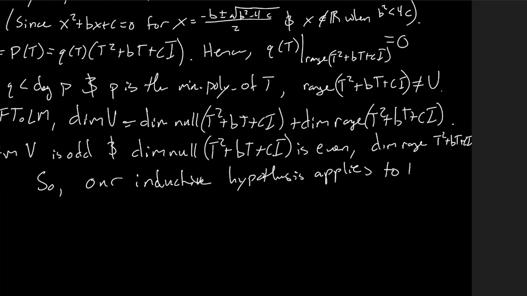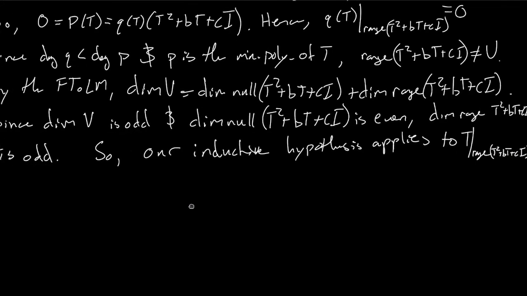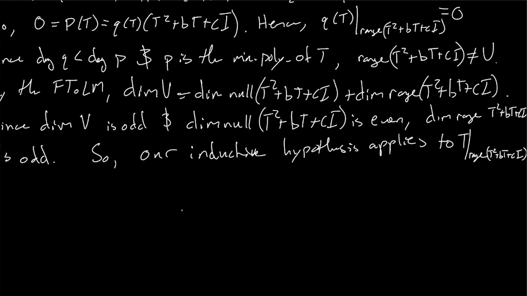and I'll write it this way, t restricted to the range of t squared plus bt plus ci. Oh, okay. Oh, nice. Remember, the null space and range of a polynomial evaluated at an operator is invariant under that operator. So this is an invariant subspace of t, and this thing is an odd dimensional vector space, so t restricted to that is an operator on it.